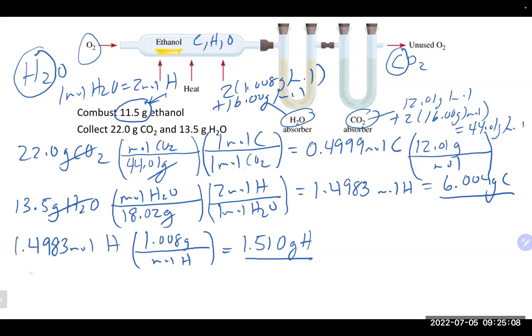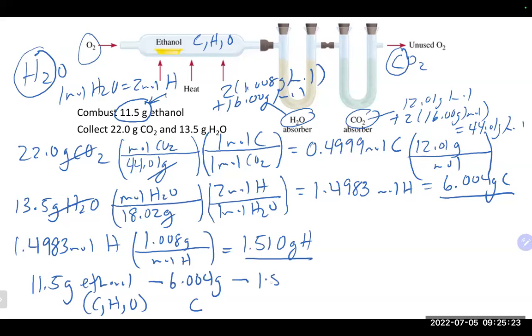So we do know that the 11.5 grams of ethanol is basically the carbon, the hydrogen, the oxygen. If I subtract my 6.004 grams of carbon and I subtract my 1.51 grams of hydrogen, that will tell me basically how much oxygen was there originally. And that is 11.5 minus 6.004 minus 1.510 tells me we have 3.986 grams of oxygen. So this is the combustion analysis part of this problem, which is basically doing the calculation like we talked about earlier to figure out how much oxygen is there and how much hydrogen and carbon. The CO2 and the water give us our carbon and our hydrogen, subtracted, and that gives us our oxygen.